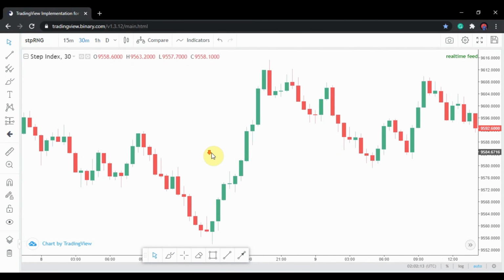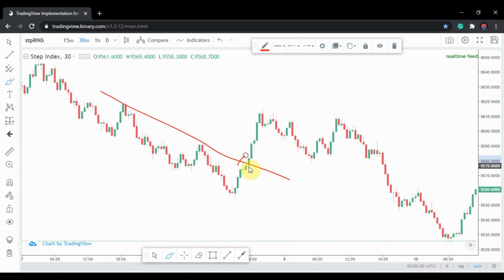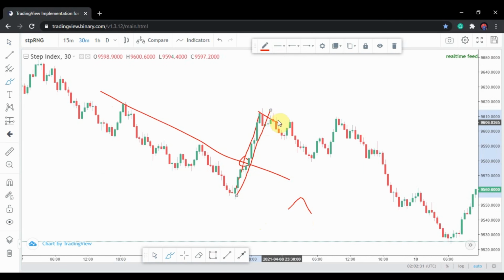So here is one thing that I want to point out, guys. Usually you can observe this move here, that was a downtrend, and all of a sudden the market broke out, and when it broke out, it moved for a while without even correcting.